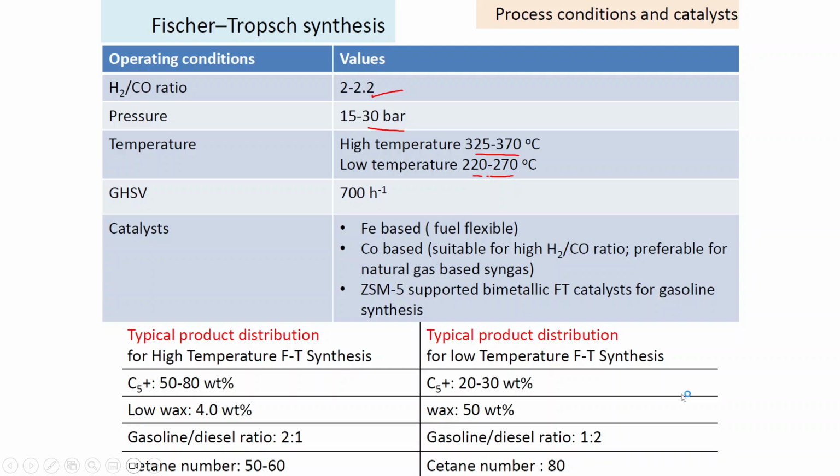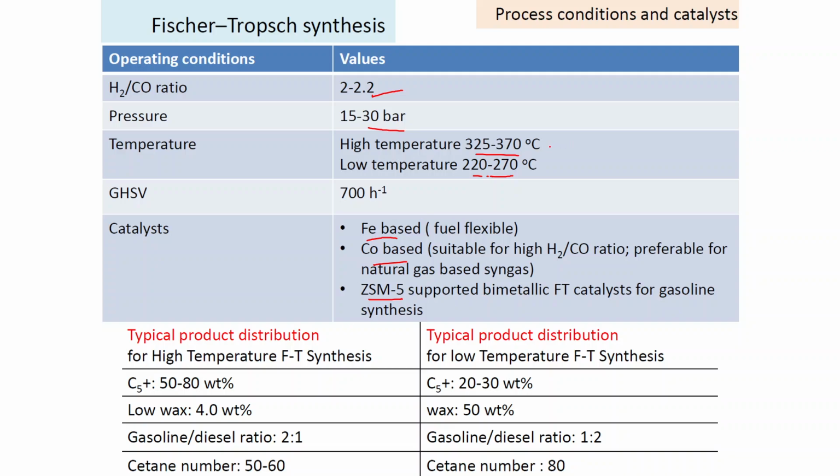So GHSV is 700 per hour, and the catalysts used are basically iron-based, cobalt-based, or ZSM-5 supported bimetallic FT catalyst for gasoline. Some of these iron-based catalysts are fuel flexible. Basically, they can produce all kinds of fuels such as gasoline and diesel. But some catalysts are product specific, such as ZSM-5, which is given here basically for gasoline synthesis only.